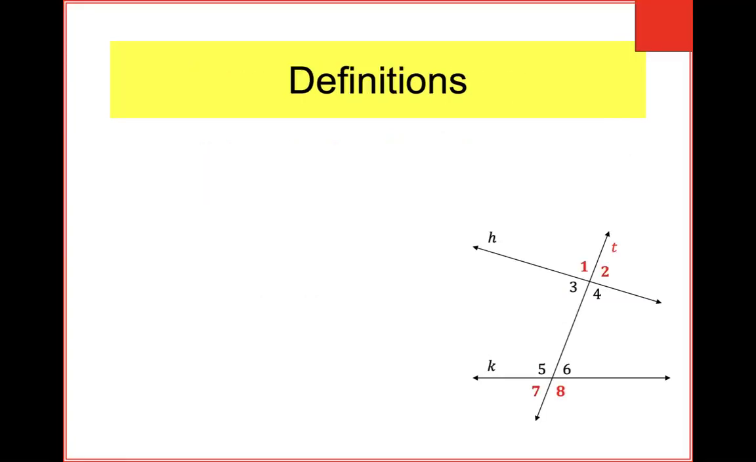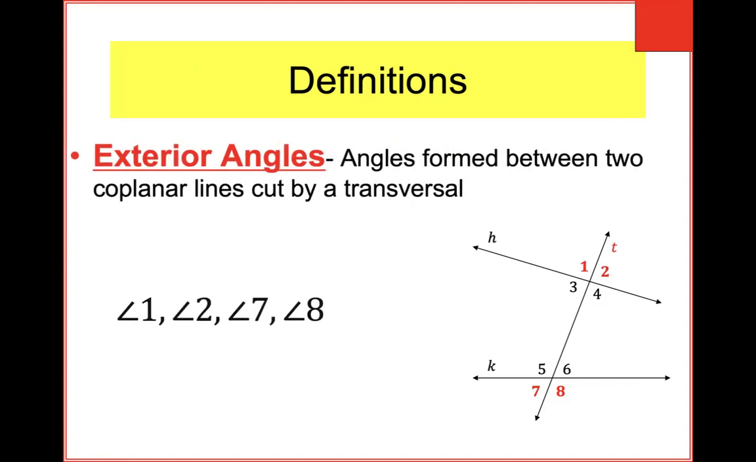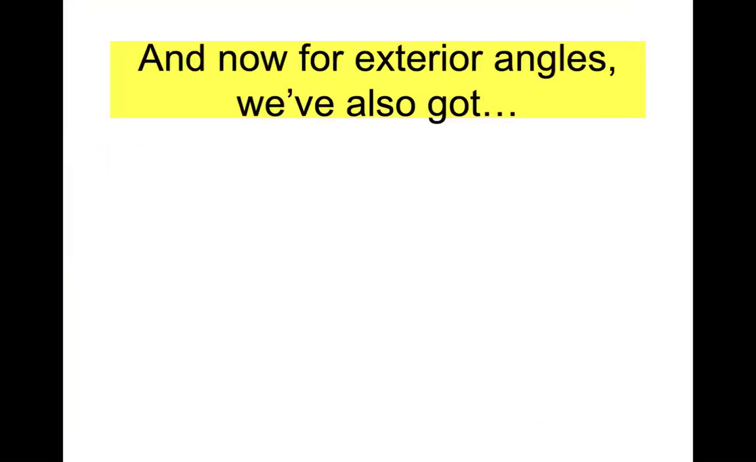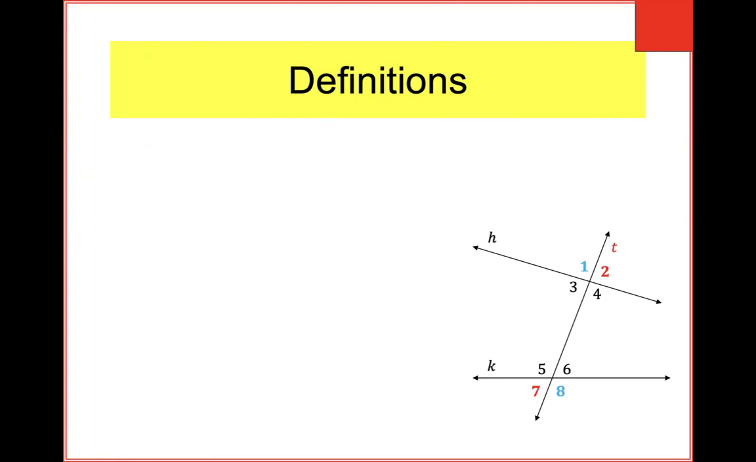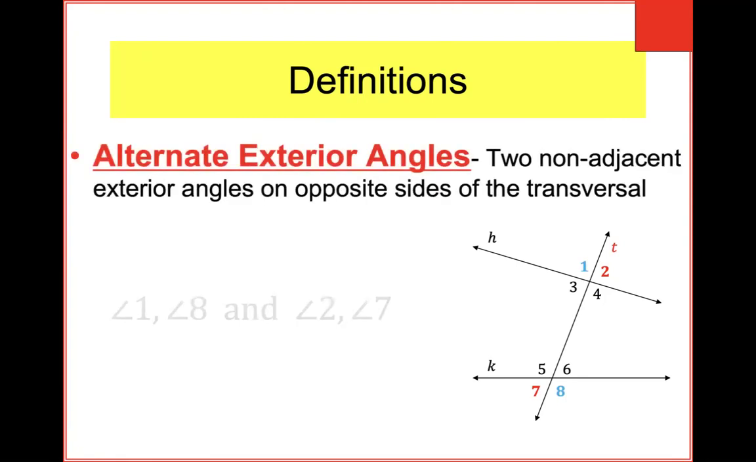All right, now let's talk about those exterior angles. The exterior angles, I just made them red, are 1, 2, 7, and 8. You probably know where this is going. For exterior angles, remember, if we had alternate interior angles, well, we also have alternate exterior angles. Those would be angles that go from top to bottom and from left to right. So 1 and 8 are alternate exterior angles, and 2 and 7 are alternate exterior angles. These are 2 non-adjacent exterior angles on the opposite sides of the transversal. If it seems overwhelming right now, we're going to use these words enough. They will not be overwhelming after we use them.